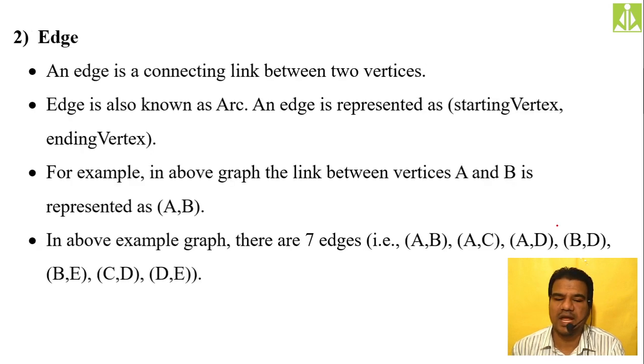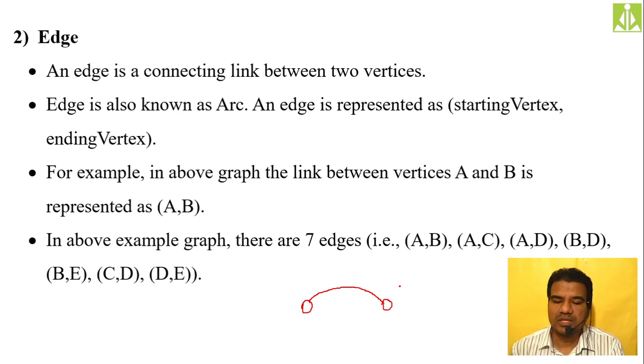And what exactly is an edge? It is a connecting link between two vertices. If you have two vertices, in order to connect those two vertices we are using a link. Like this is one vertex and this is another vertex, and to connect them we use an arc, and this particular arc is nothing but your edge. Sometimes it is also called a link.